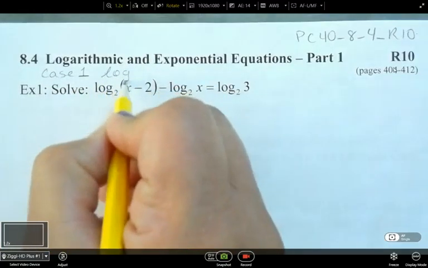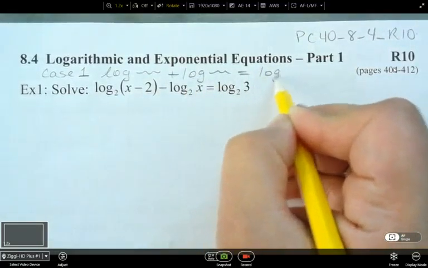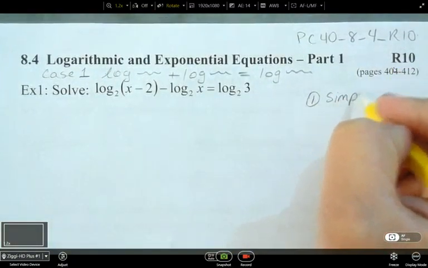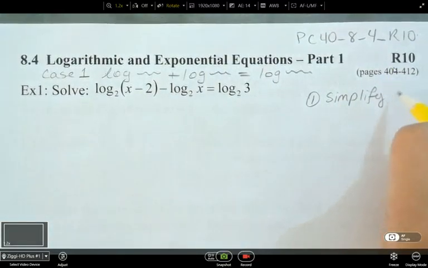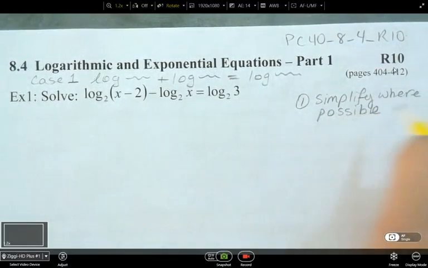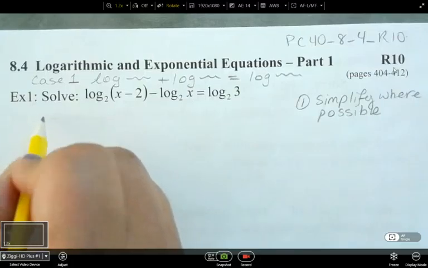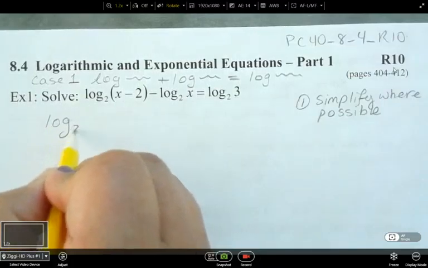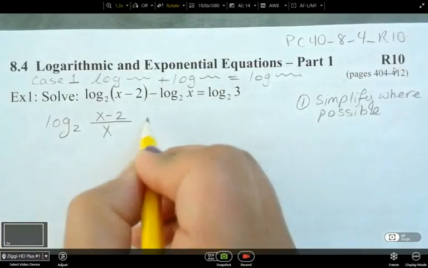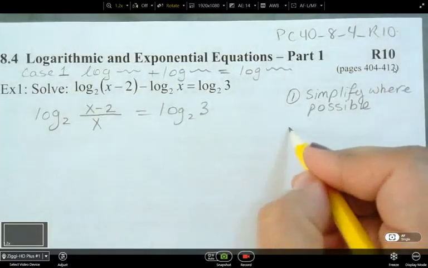And that's where we have a log with something plus a log with another argument equals a third log and argument. Okay? So what we're going to do is let's simplify where possible. All right, so here we can use, which law is this going to be? The laws that we did yesterday? The quotient? So log base 2, x minus 2 on the top, and then divided by x is equal to log base 2, 3.